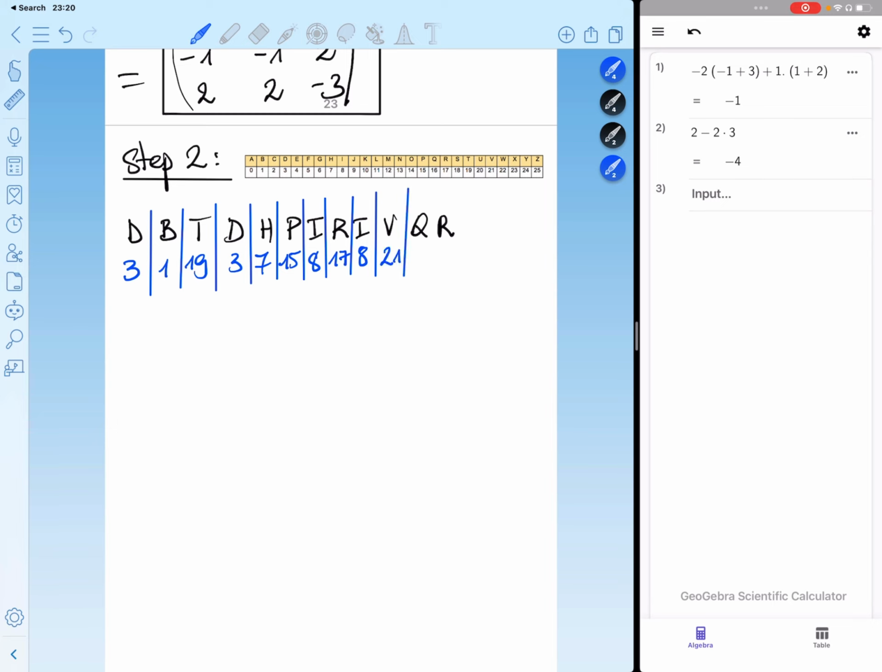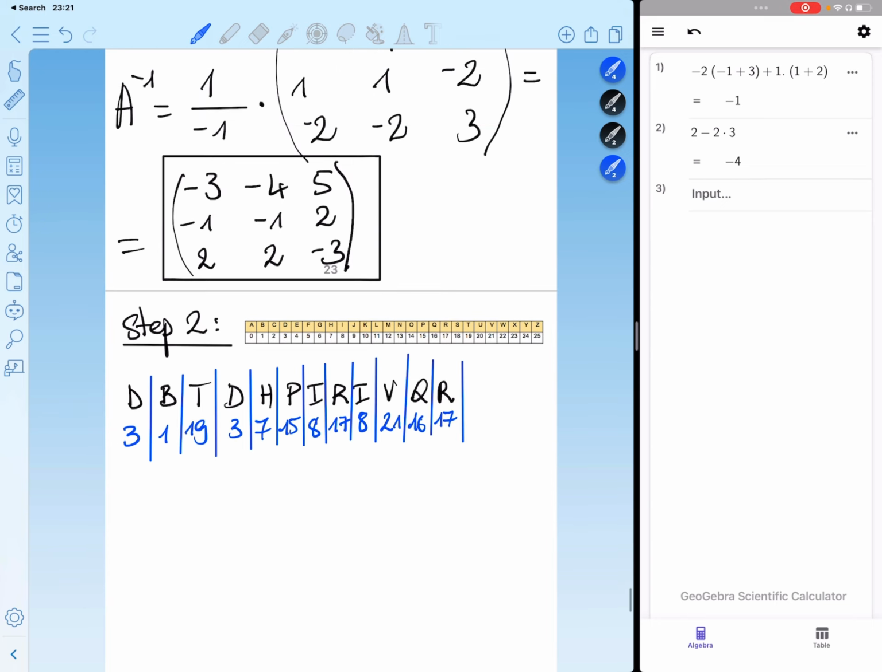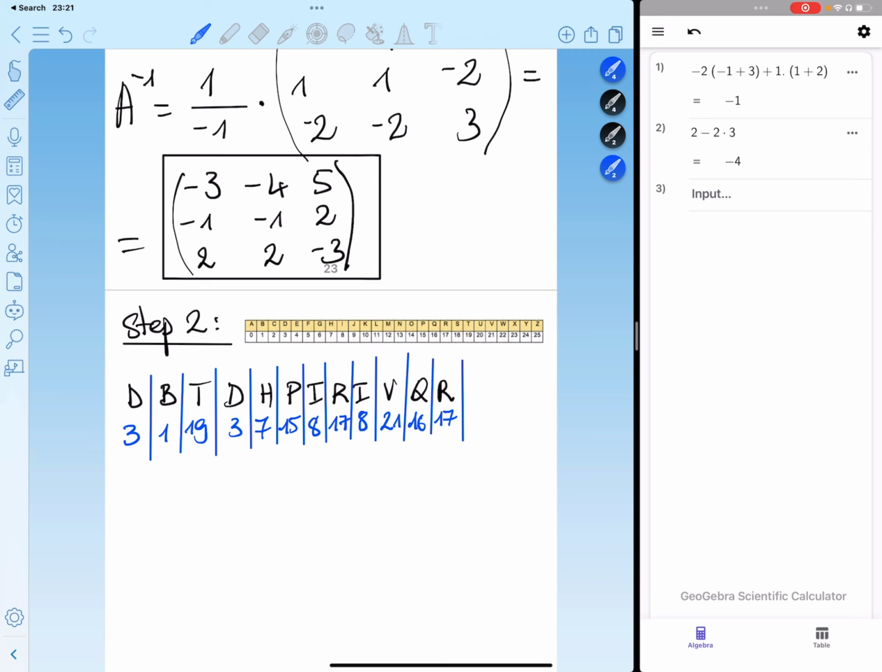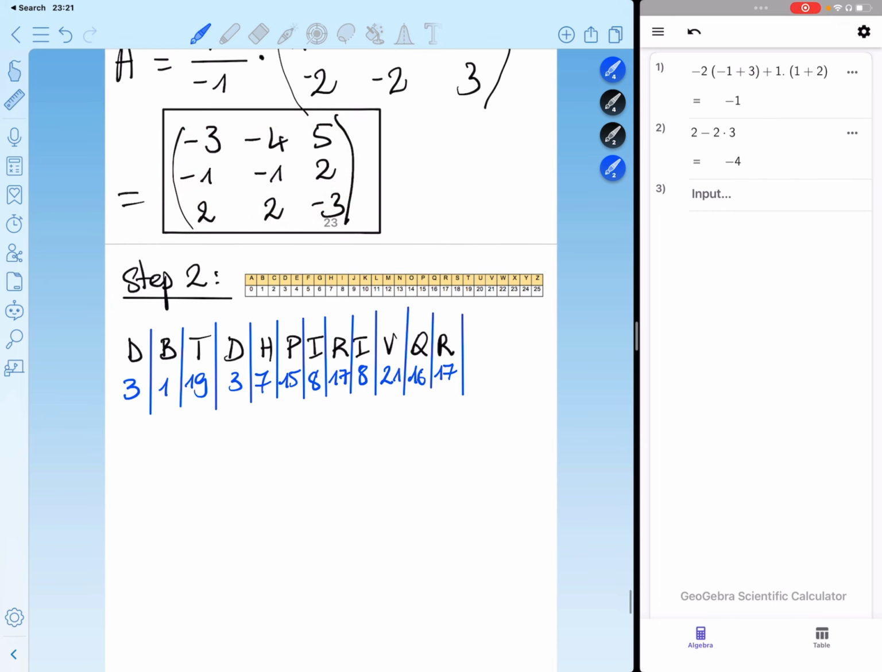Q is 16. Then R is 17. Now I have numbered the message, and now my matrix, I can see that this matrix, which is the key, is a 3 by 3 matrix. So what I'm gonna do, I'm gonna decrypt them 3 by 3, right?